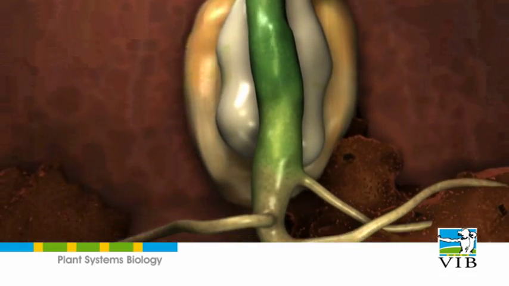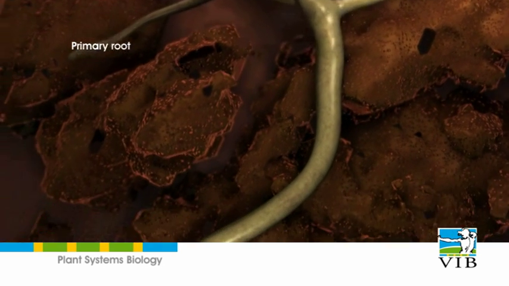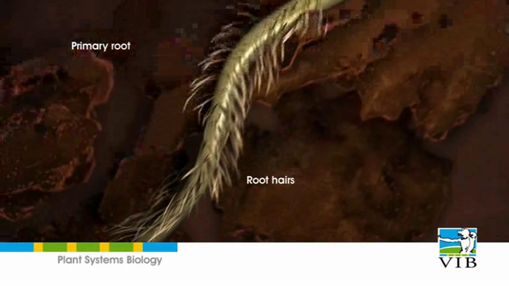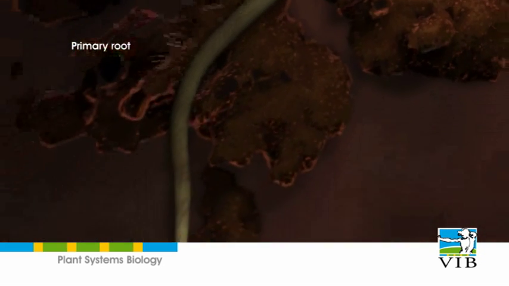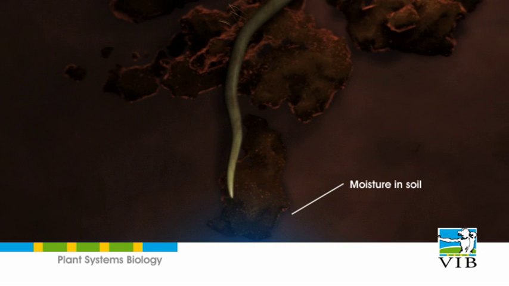Another location where cell division is occurring is in the root system, below ground. The ends of the roots contain meristems like those in the stems above. This allows the roots to elongate and penetrate further into the ground, to locations where water is in greater abundance.